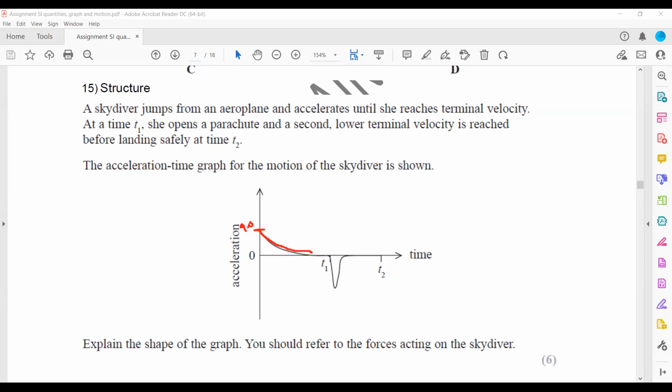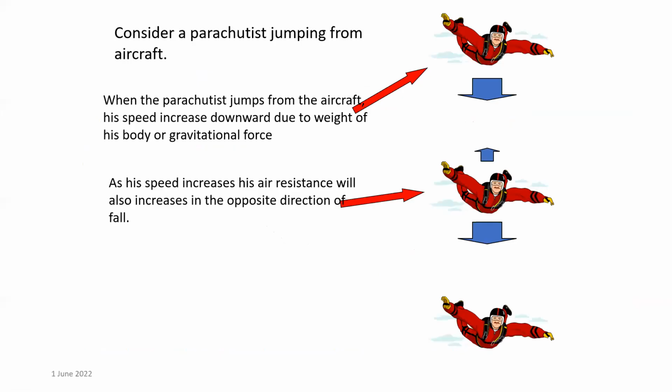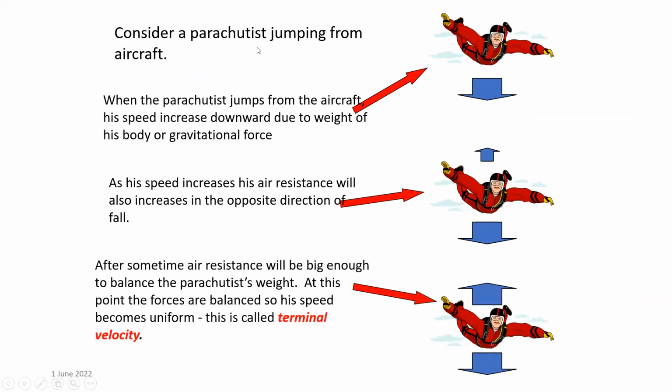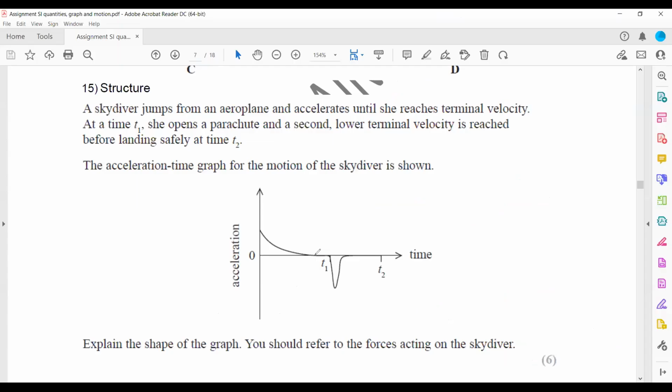Then what happens when the air resistance balances with the weight? The moment air resistance balances the weight, there is no resultant force. For example, 100 Newton is downward and 100 Newton is upward, so the resultant force is 0. If the resultant force is 0, his acceleration will be 0. So at this point you can see his acceleration is 0. It means the weight and air resistance are balanced, so there is no resultant force.